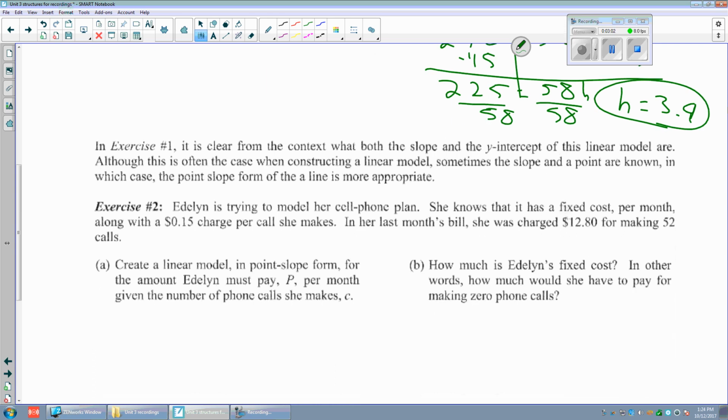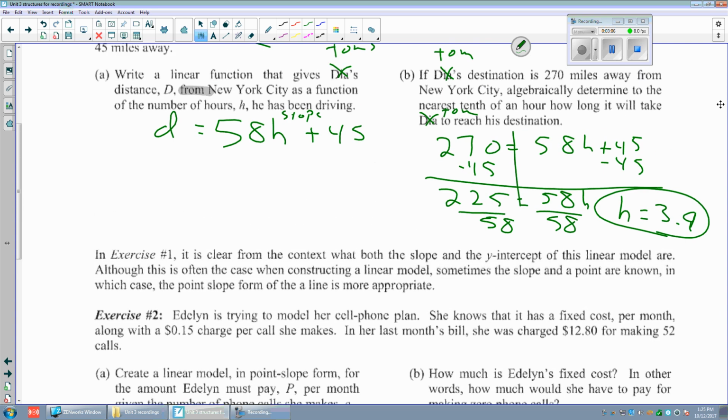It's clear from the context what both the slope and the y-intercept of this linear model are. The slope, 58 miles an hour. The y-intercept is 45.